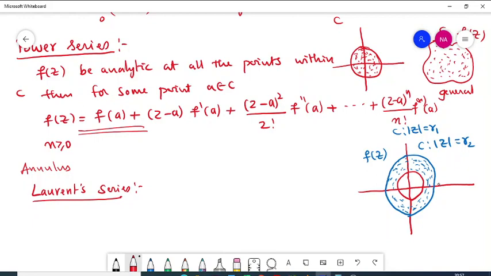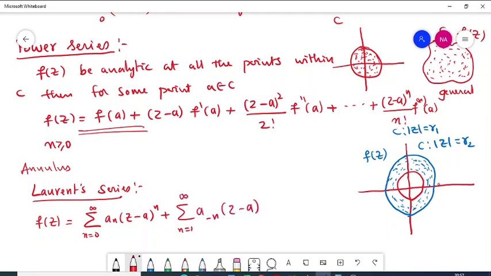What does the Laurent series say? It says f of z is of the form summation n ranging from 0 to infinity a_n z minus a whole power n, plus summation n ranging from 1 to infinity a minus n z minus a whole power minus n. This is called the Laurent series.